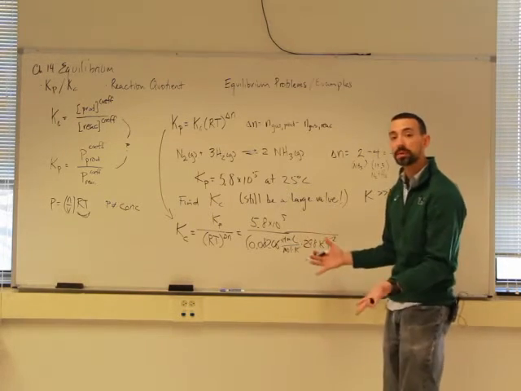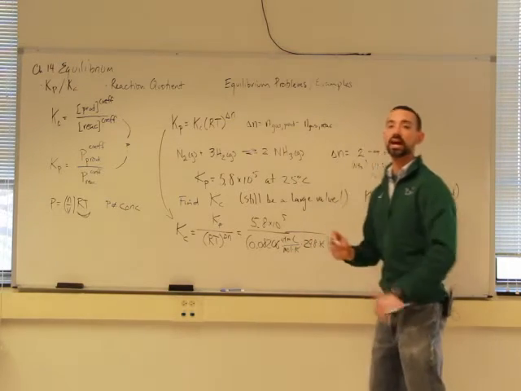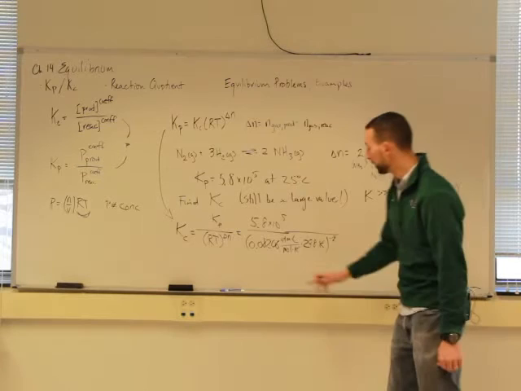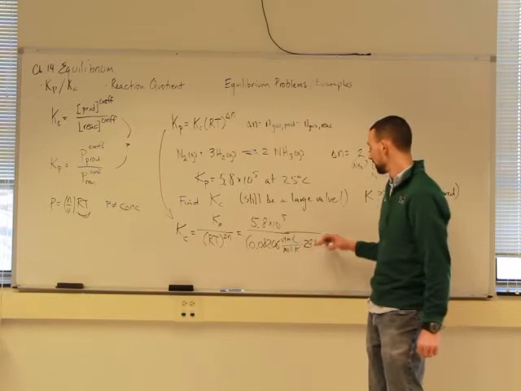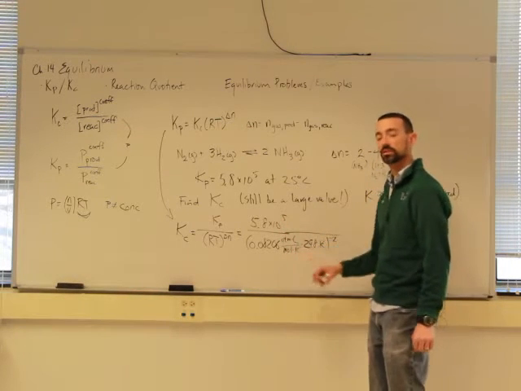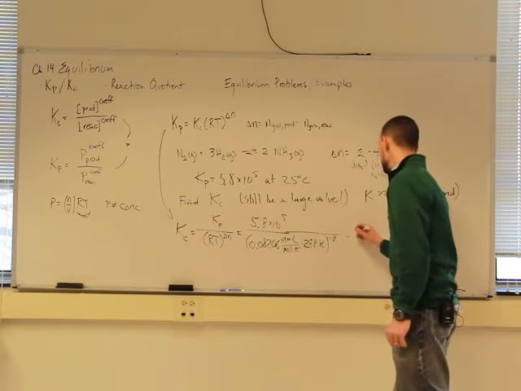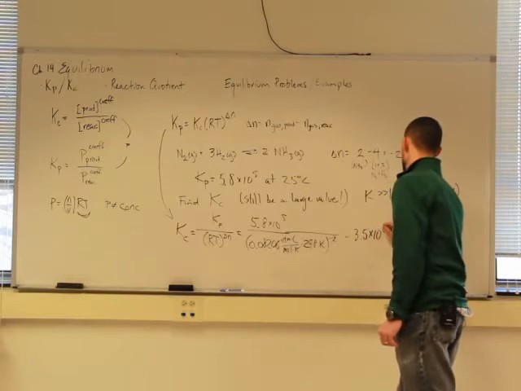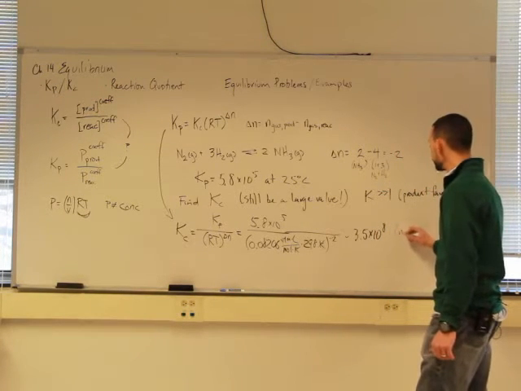It won't always be -2. You have to figure that out for each and every reaction that you're looking at. Right? Make sure you follow your order of operations. First, you do this multiplication inside the parentheses, raise that to the -2 power, and take the equilibrium constant divided by that. And we end up with 3.5 times 10 to the 8th as our equilibrium constant. Okay? Now, I don't need units on this.